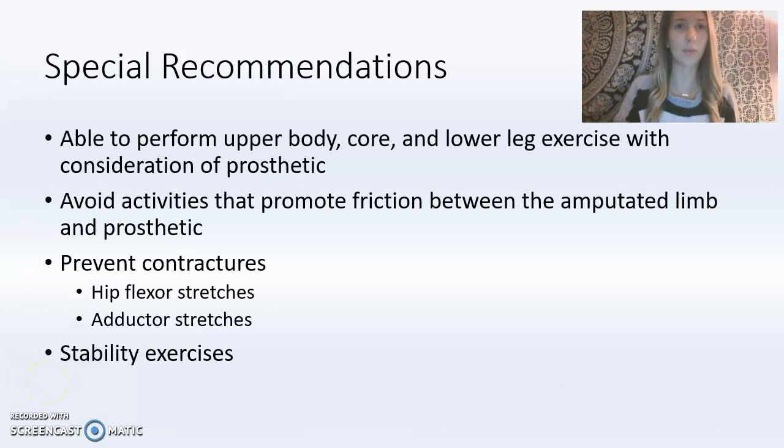So Allie should be able to perform upper body and core exercises and lower leg exercises with consideration of prosthetics normally. She should avoid activities that promote friction between her amputated limb and her prosthetic. She should also prevent contractures by performing hip flexor stretches and adductor stretches. She should also emphasize stability exercises. All exercises should be performed with her prosthetic on to train her muscles.